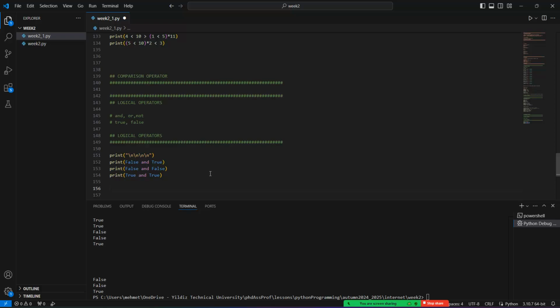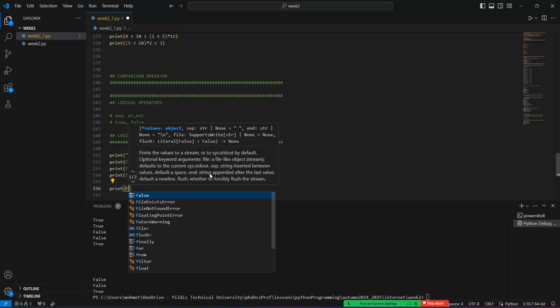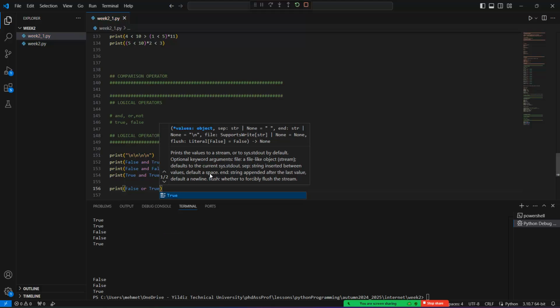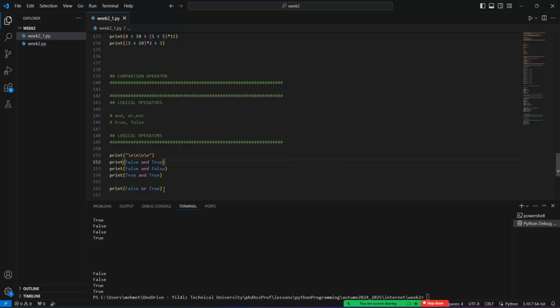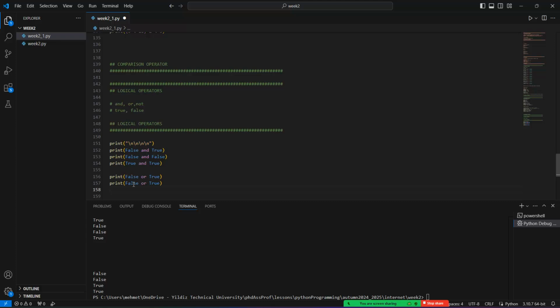Or. Print false or true. It's true because it is an or, right? And so, false or 1. What's the output of this code? The last one. In this case we have the 1. Yes, true, because in the or, this 1 is converted into the true value, because false is 0 and true is non-zero values.